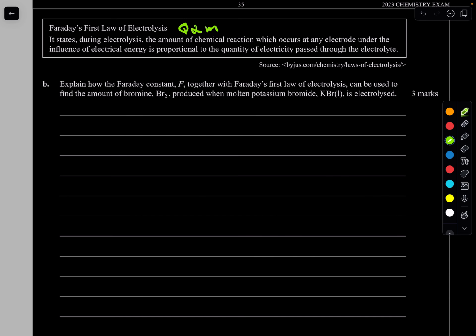This is such a beautiful, easy question. 3 marks, and it ends the exam nicely. Because that question that we just did right now ate my head in. This is a beauty right here. So, what do we do?